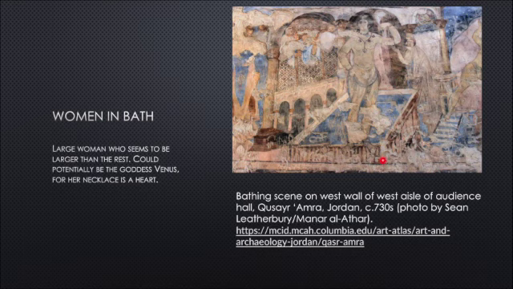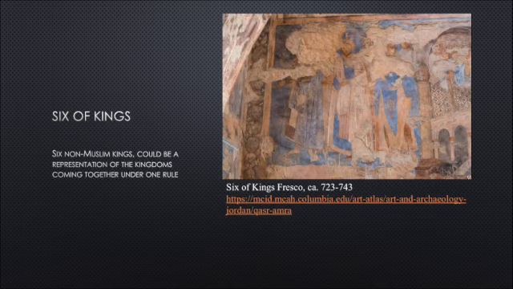Up next, we have the Six Kings. The Six Kings is a very interesting painting. It's six non-Muslim kings, and they could represent kingdoms coming together under one rule. As you can tell, it's worn out. It's been there through the eras and decades and centuries.